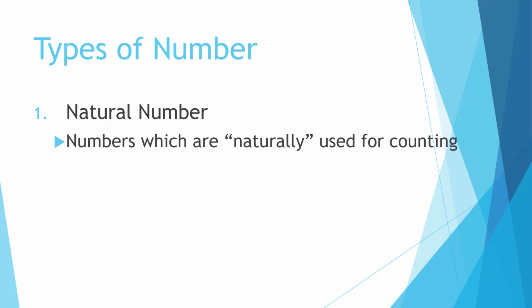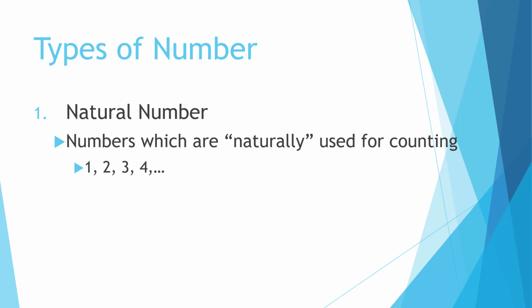So basically, a natural number is a number which is naturally used for counting. Remember when you were in elementary school, the first time you were counting numbers, right? You will start from 1, and 1, 2, 3, 4, 5, 6, 7, and so on. So all of those numbers are what we call the natural numbers. It's the same thing as counting numbers. You use your fingers. We have 1, 2, 3, 4, 5, 6, 7, 8, 9, 10 to infinity.